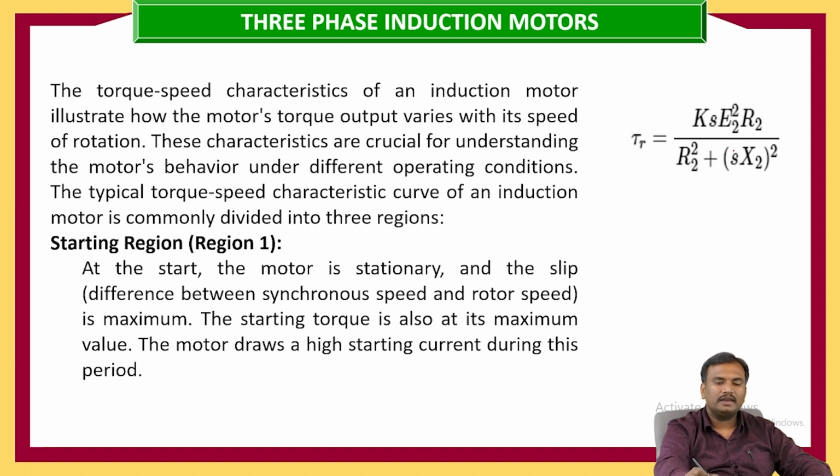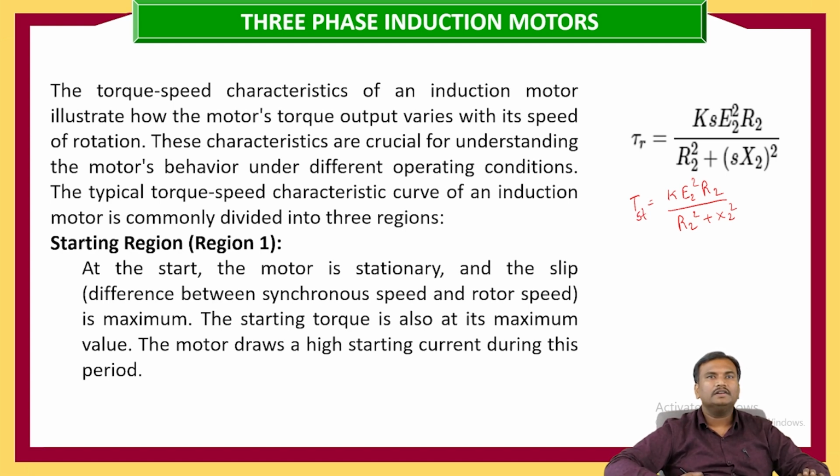Here when the S value is maximum, let us consider S value is 1, torque is equal to K into E2 square into R2 by R2 square plus X2 square. So this is the starting torque equation. This torque is available at the starting of the motor.